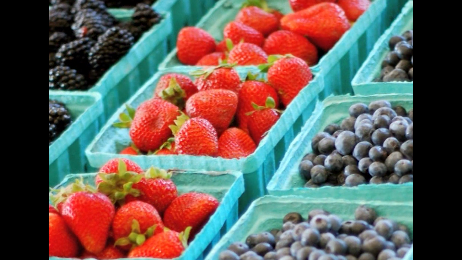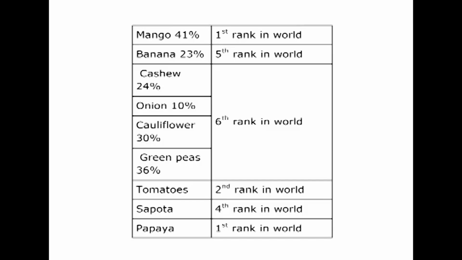India is the front runner in the production of fruits and vegetables, as follows: mango 41%, first rank in the world; banana 23%, fifth rank in the world; cashew 24%, onion 10%, sixth rank in the world; cauliflower 30%, green peas 36%, tomatoes second rank in the world; sapota fourth rank in the world; papaya first rank in the world. India during 2013-14 produced 88.99 million metric tons of fruits and 162.89 MMT of vegetables. First rank in production of fruits and vegetables is China.